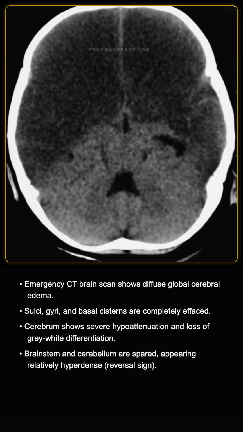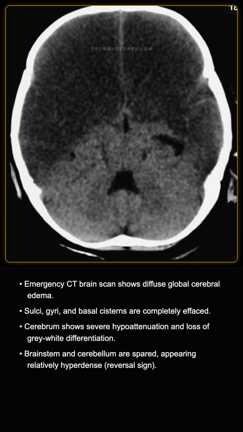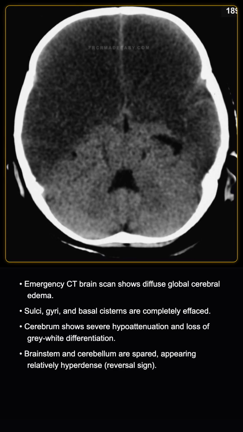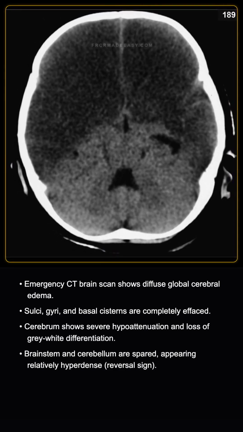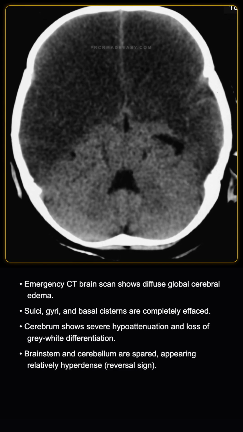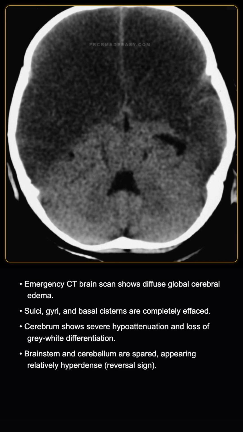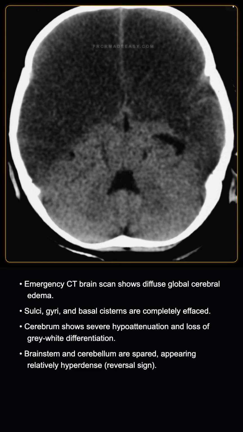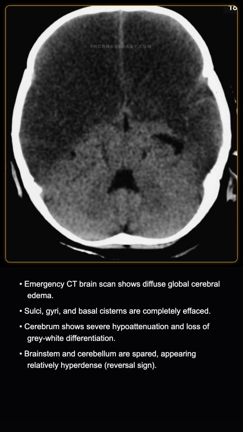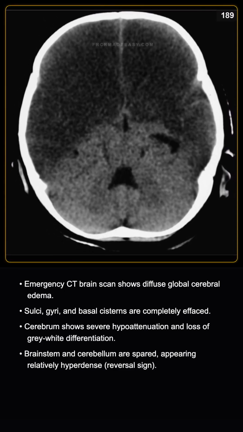Okay, I see it. The non-contrast brain CT scan demonstrates diffuse cerebral edema with complete effacement of the cerebral sulci and cisterns. There is global hypoattenuation of the cerebral hemispheres, resulting in a complete loss of normal gray-white matter, corticomedullary differentiation. In striking contrast, the cerebellum, brainstem, and deep midline structures are relatively spared, showing a normal to increased density that makes them appear hyperdense compared to the edematous cerebrum. These appearances represent the classic acute reversal sign, indicating severe global hypoxic-ischemic brain injury.